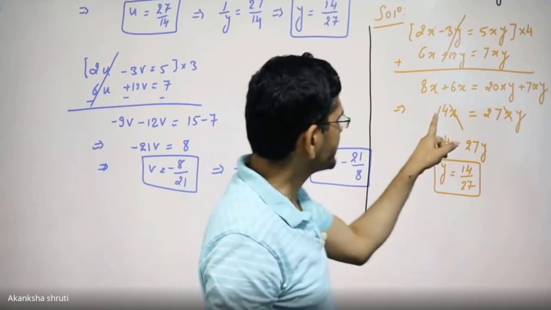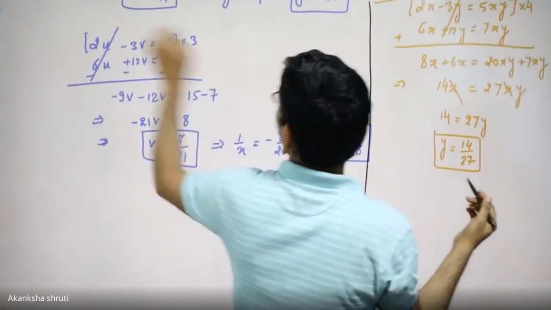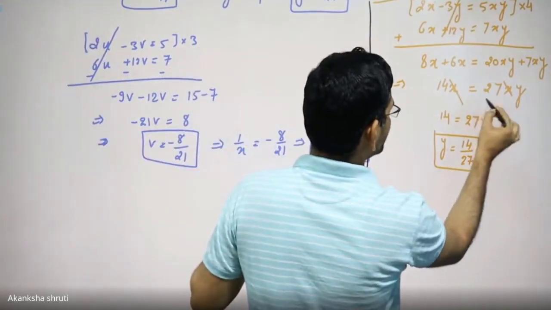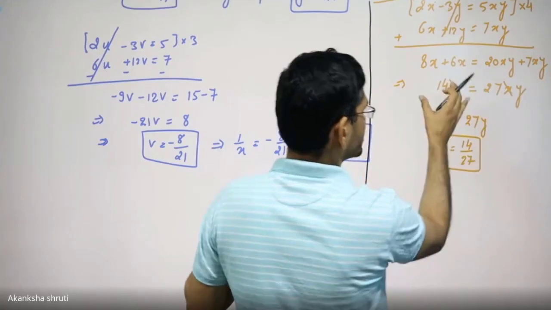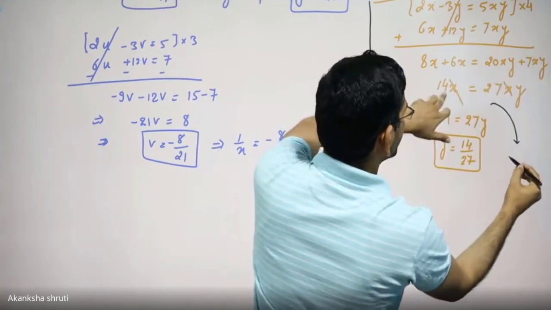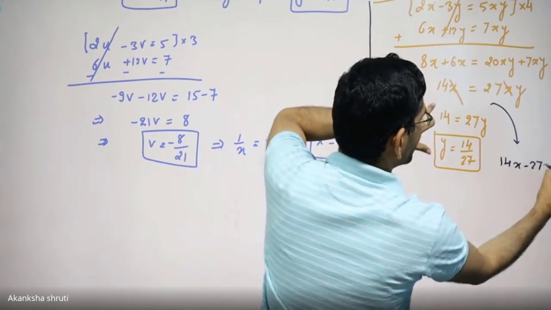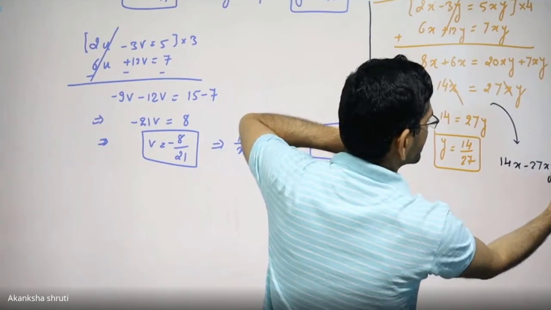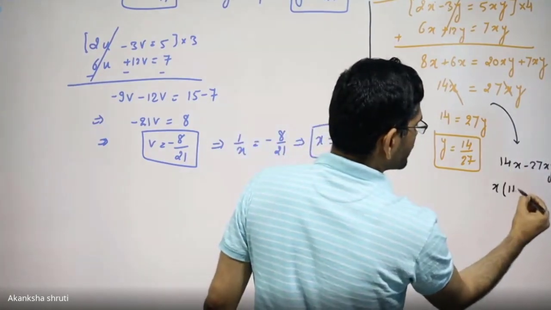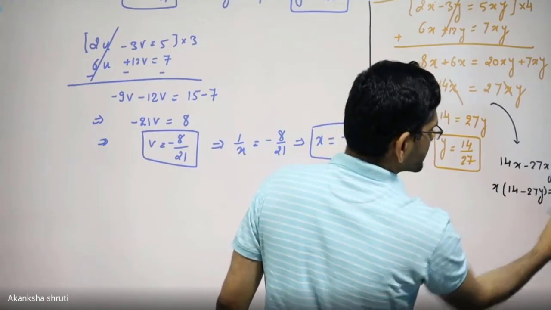Many students have doubt in cancelling this x. The correct way of cancelling this x is like this. Students, you have to bring it on this side, or this on this side. So bring it. 14x minus 27xy is equals to 0. It is like this. x can be taken out. 14 minus 27y is equals to 0.